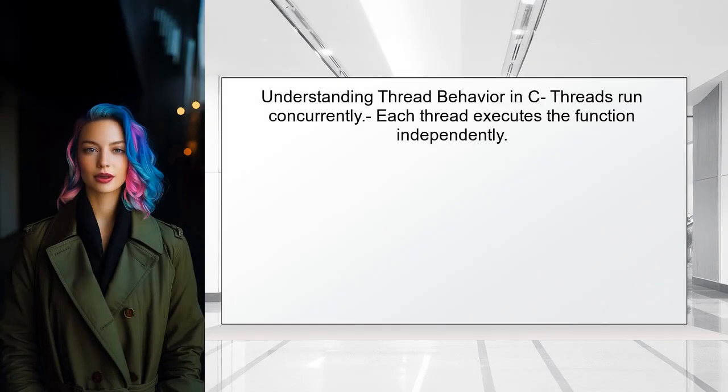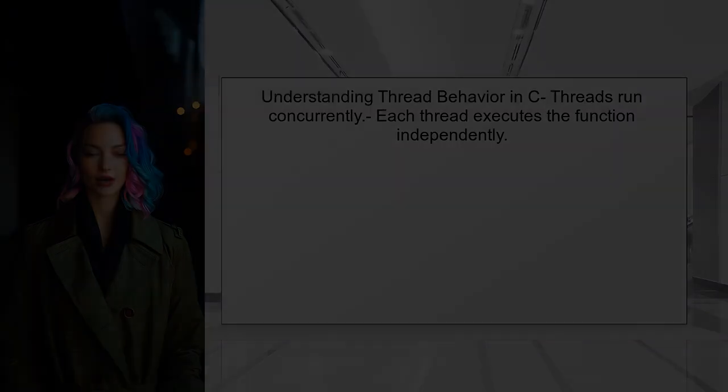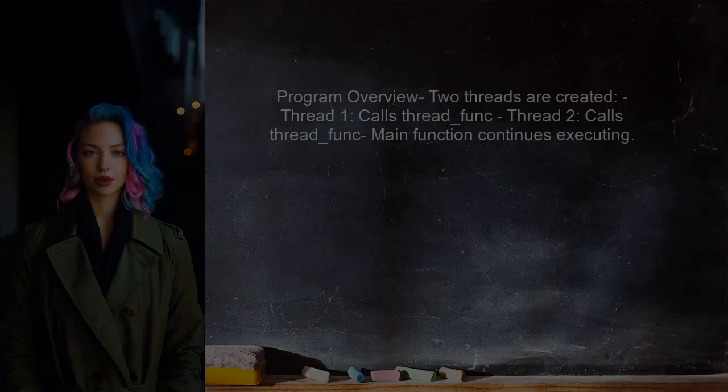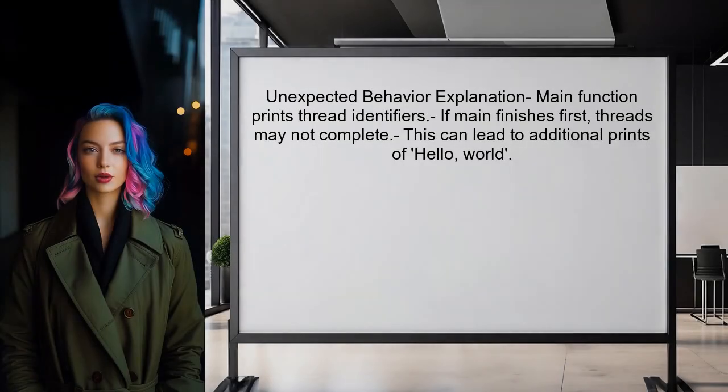To understand why the user is seeing more than 2 prints of "Hello World," we need to consider how threads operate in C. When the user creates threads using pthread_create, these threads run concurrently. In the provided program, the user creates 2 threads. Each thread calls the thread function, which prints "Hello World." However, the main function also continues executing. The unexpected behavior occurs because the main function prints the thread identifiers before the threads have completed their execution.